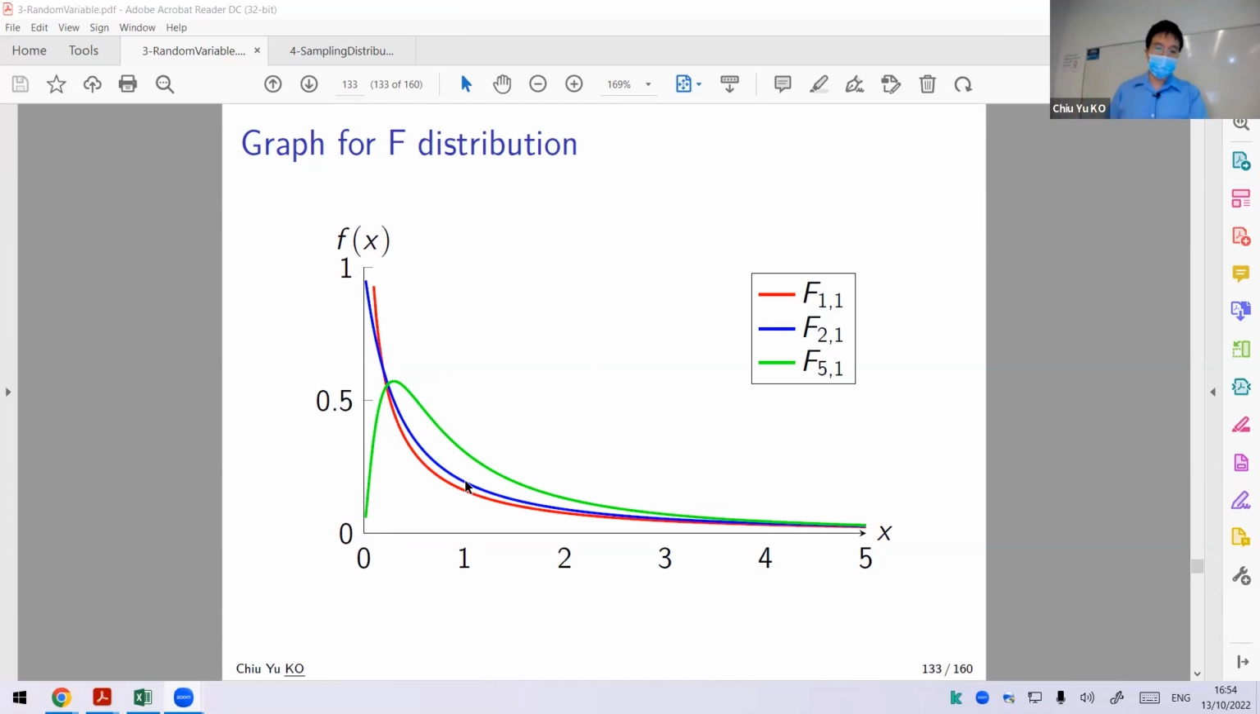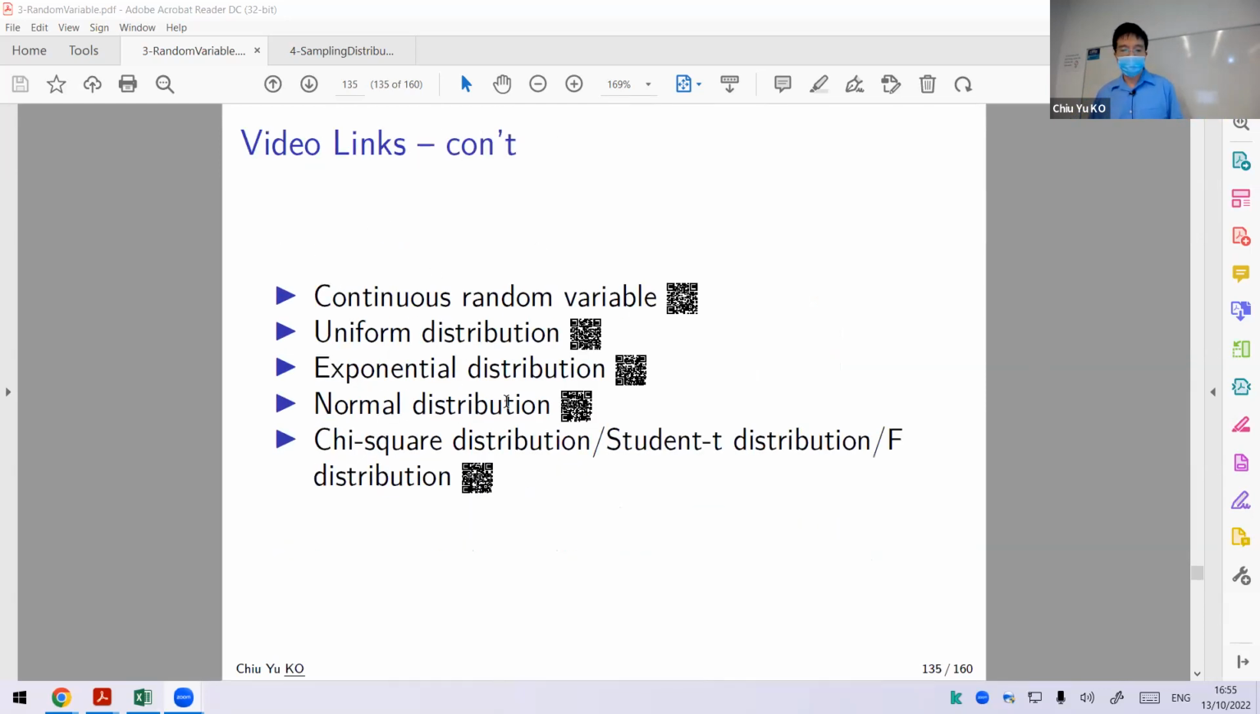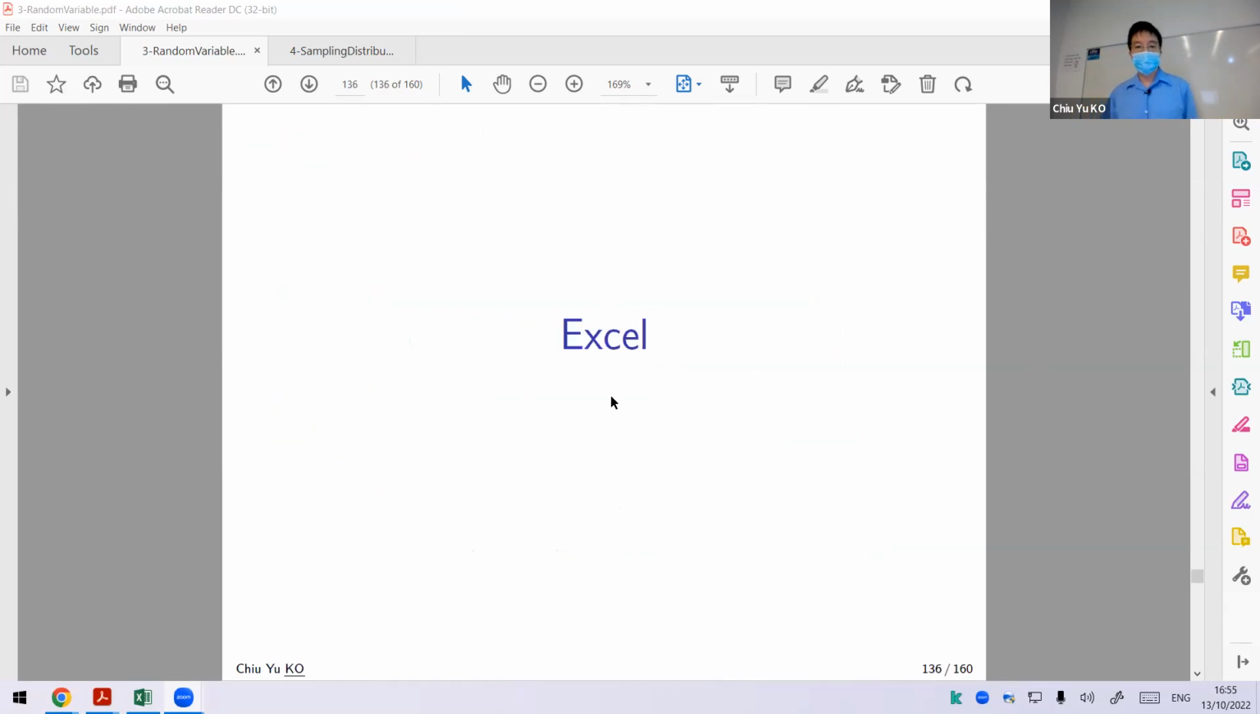So at the moment, also in the assignment, we will just ask you to do up to normal. So chi-square, T and F, we can take as a preview at this moment. It's okay if you don't know it, but we just put it here because you may want to come back and check out what's going on. Is there any question? Because we are done with the theory part. If you have any question, you can just check out the video, in case you don't fully follow. If there are no questions, then I will talk about Excel.